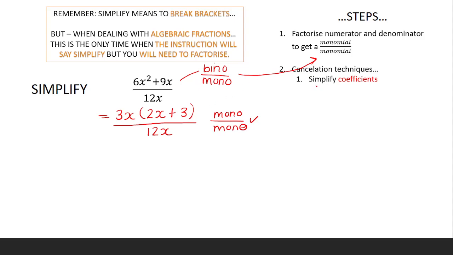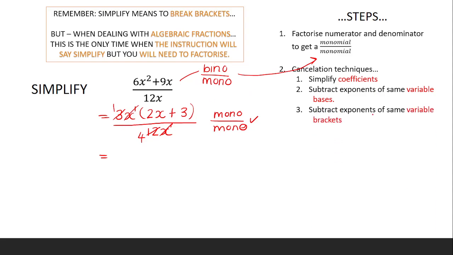Now the first thing we've got to look for is simplify our coefficients. Okay, well, we've got a 3 and a 12, so 3 goes in once, 12 goes in 4 times. Then here's where your exponent laws come in. Subtract exponents of same variables. Well, this is a 1 and a 1, so those just cancel. Then our third one, subtract exponents of the same variable bracket.